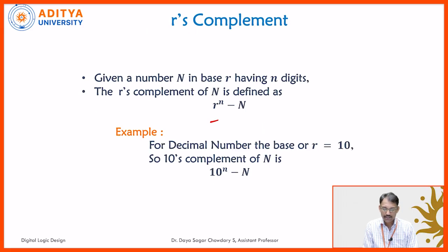So coming to the r's complement, the given number is capital N, the base is r and the number of digits is small n. So here the formula is r to the power of n minus capital N. This is the representation formula for r's complement. Now for example, let us take decimal. So r here for decimal is 10, and for 10's complement we can calculate with the help of the formula 10 to the power of n minus N. This is the formula for r's complement for decimal.